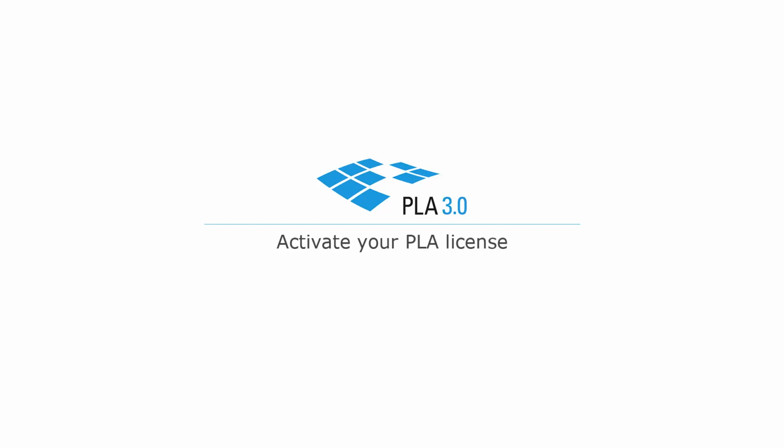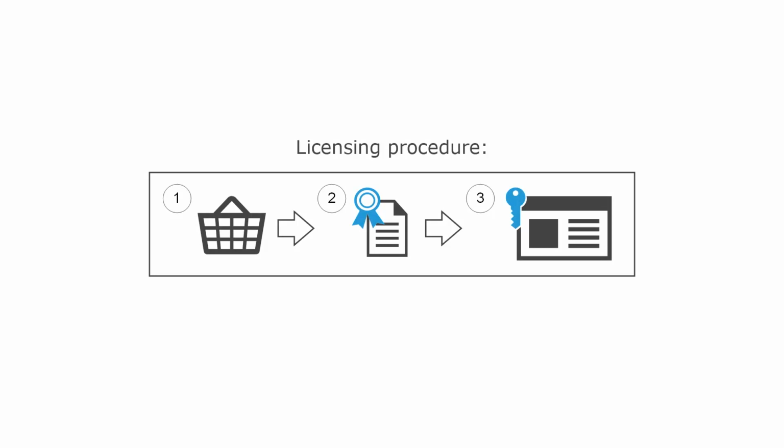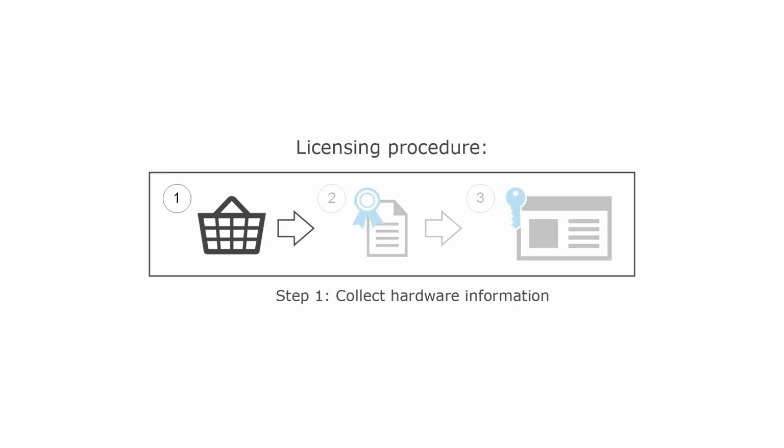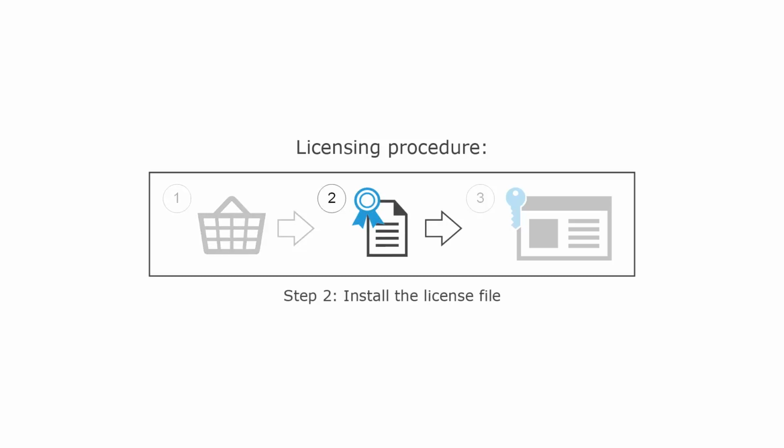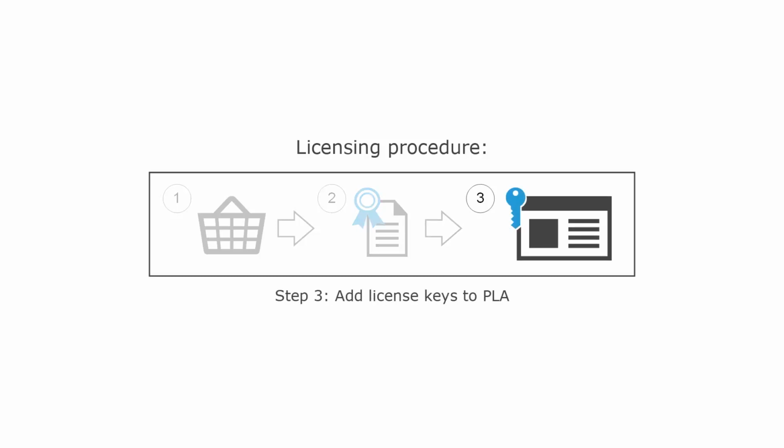In this video we will discuss how you activate your PLA license. Activating a PLA license is a three-step procedure. First, you create a customer-to-vendor file with information about your hardware. We will use this file to provide you with a specific license file and license keys. Second, you install this file in the system to be licensed. And third, you install the license keys on the computers running PLA.